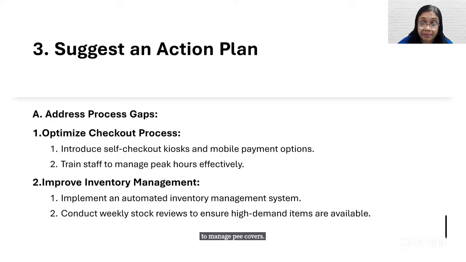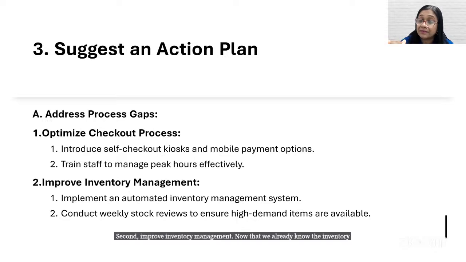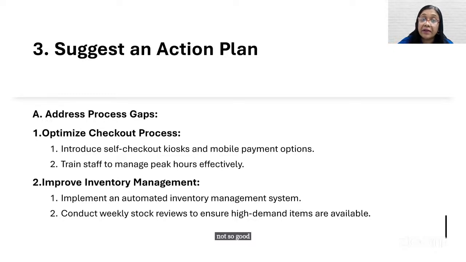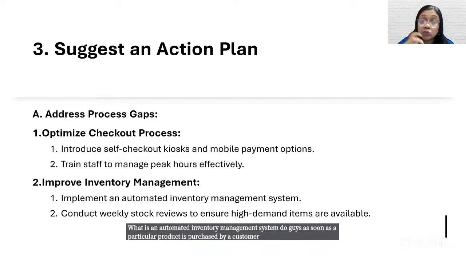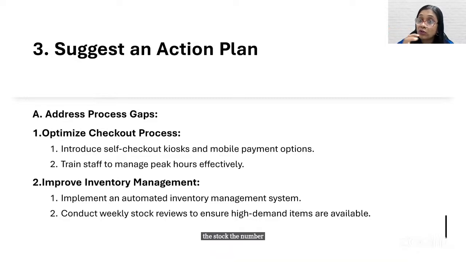Second, improve inventory management. We already know the inventory management process itself is not so good. We have to implement an automated inventory management system. What does an automated inventory management system do, guys? As soon as a particular product is purchased by a customer, the number of stocks is automatically updated in the inventory management system. So when a purchase happens, that product is deducted, it's minus one from the inventory.